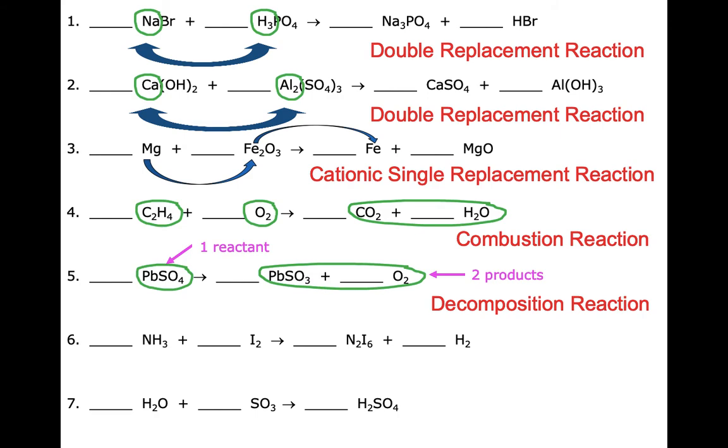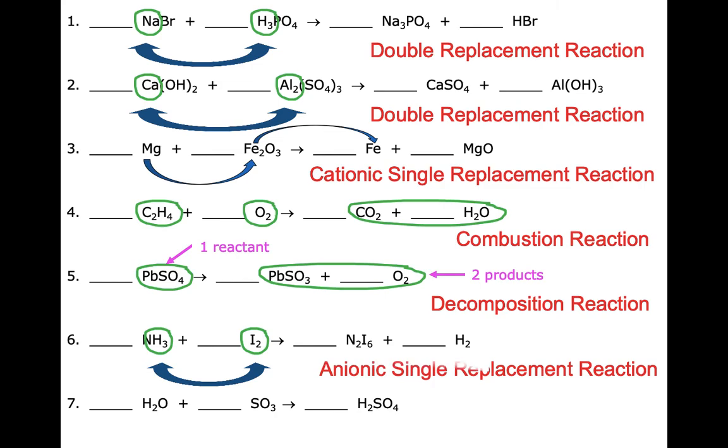In the next one, notice we have iodine all by itself. We have a pure substance by itself. We also have hydrogen all by itself in the products. So notice what's happening here. We have hydrogen acting as a nonmetal. Iodine is our diatomic nonmetal. Iodine is going to replace the hydrogen. Hydrogen gets bumped out and is written all by itself as an H2. So this is going to be an anionic single replacement reaction. It's a little different than the ones I showed you in the example, but it is an anionic single replacement.